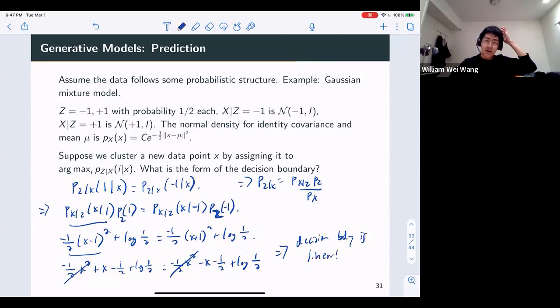So if we asked you to do this in an exam, you could, in principle, follow these same steps in order to find the form of a decision boundary. One famous example is that if these are not identity covariances, like maybe they are different covariances, then you end up getting a quadratic decision boundary. This is something that hopefully you should be able to derive by yourself, so maybe just do a little review on that as well.